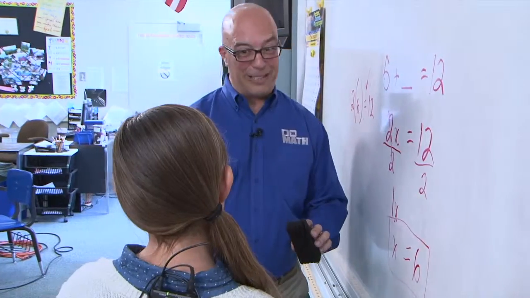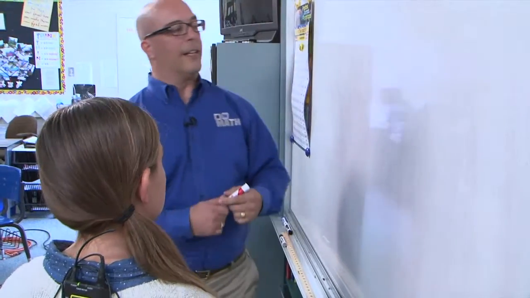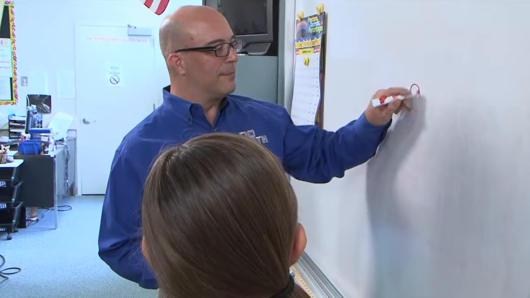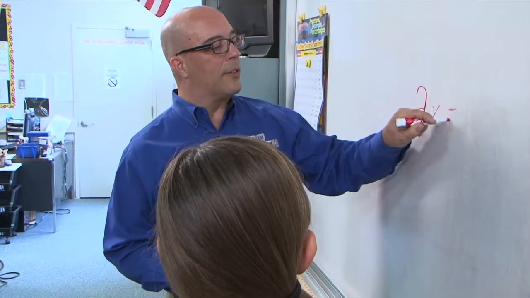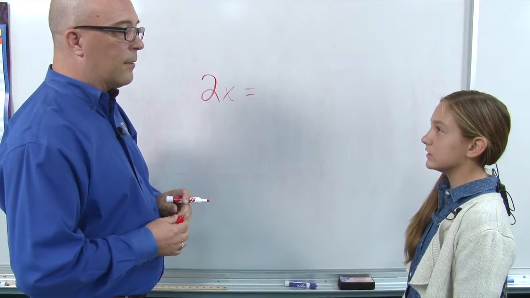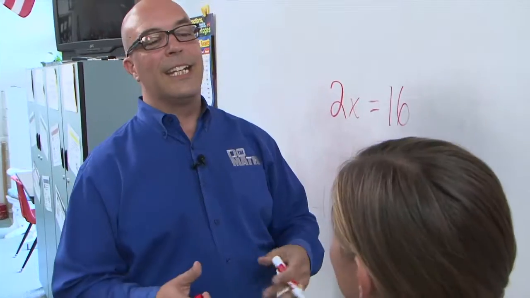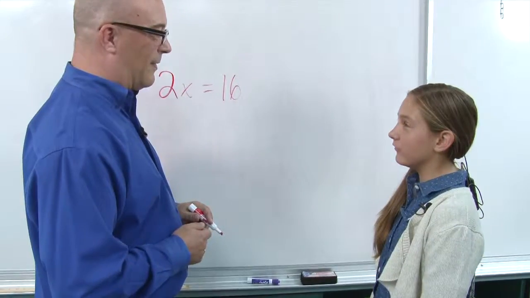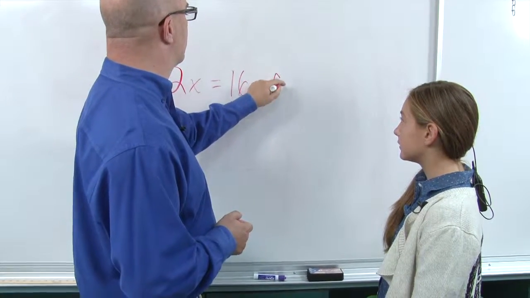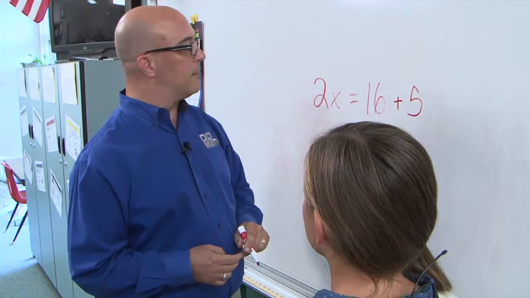Now let's move on to the good stuff. Give me a single digit number. 2. And we'll say x, and then give me a 2-digit number. 16. We're not stopping there. Give me another single digit number. 5. And give me another one. How about 4?